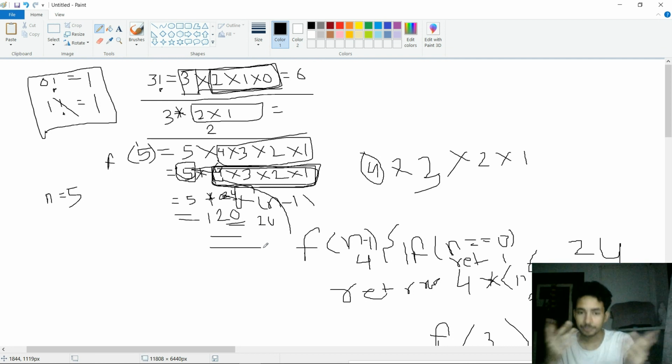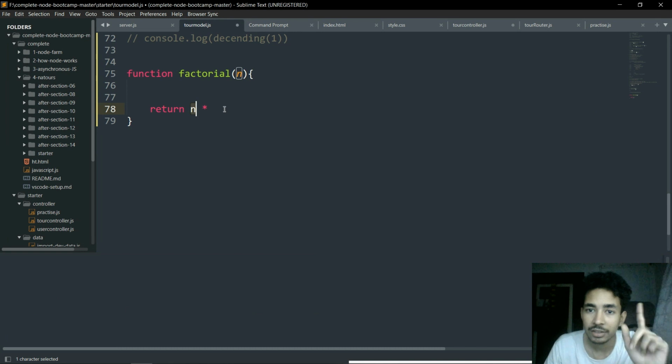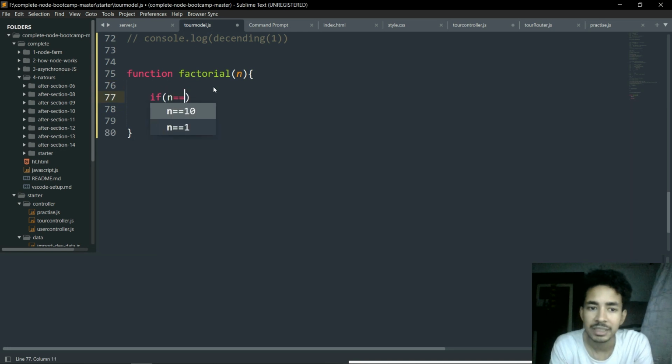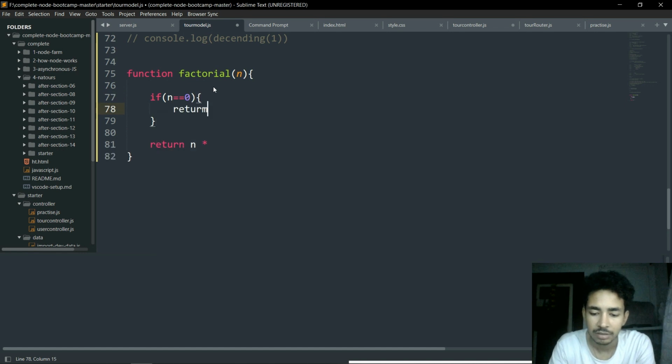Okay, so let's code it. I can tell you that in a recursion function, it's mandatory to write a base case. So I am writing the base case. Our base case is n equals 0. Then basically return what? Return 1. That's it.